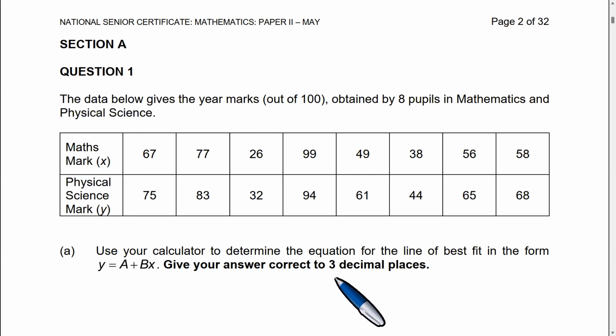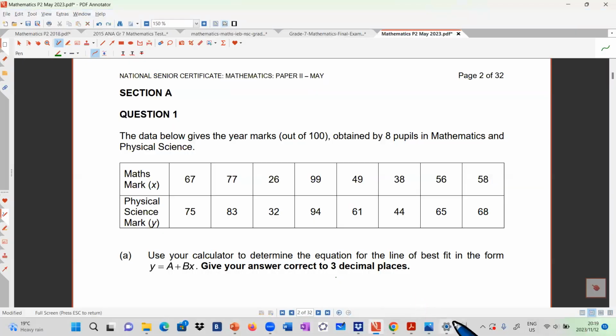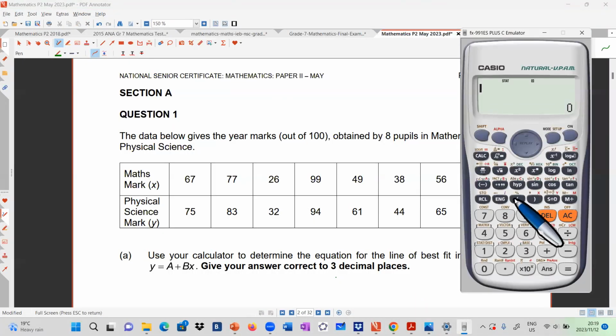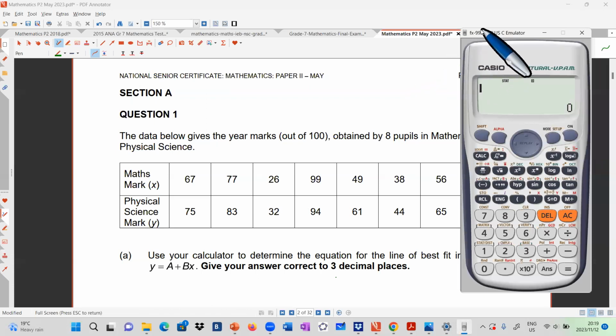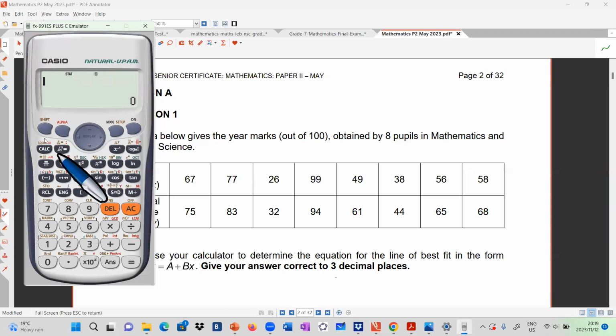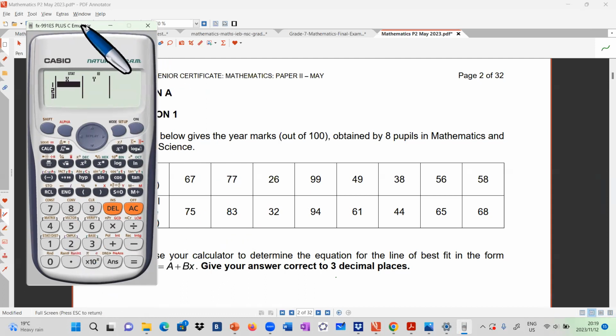So what I'm going to do is use the calculator that's sitting down here. And here is the calculator. Right, if this is the calculator, let's just punch in the figures. What are the figures? Mode, stat. Right, so obviously we do this and we want the a plus bx, so we choose 2. X, where does X start? X starts from 67, 77, and so on.